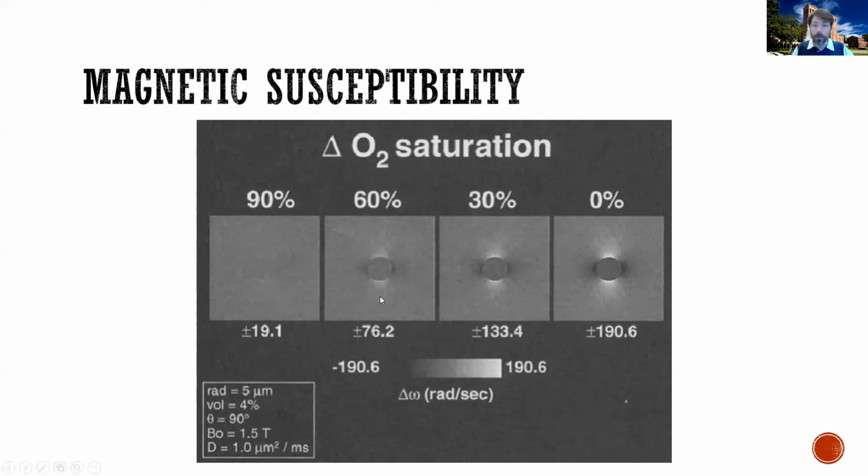As you remove oxygenated hemoglobin in favor of deoxygenated hemoglobin, by the time you're at 60%, you start seeing a magnetic field warping around here. If you go to 30%, you see even a larger warping, which means that protons will be going at different Larmor frequencies, which means the signal will be weaker. And finally, at 0% oxygen saturation, you start getting these much larger warpings in the field.